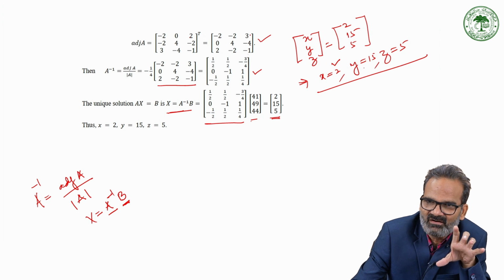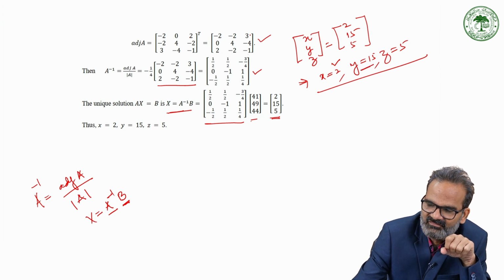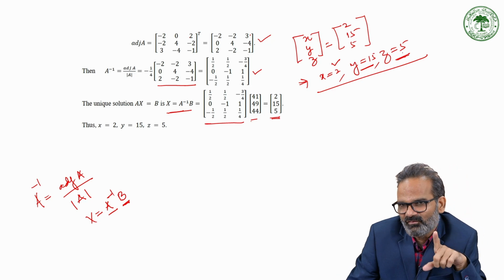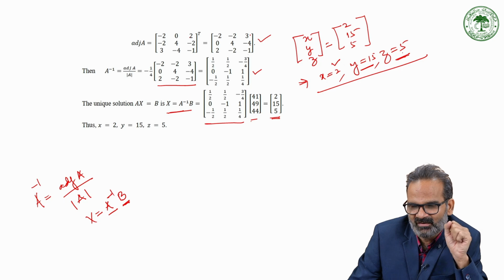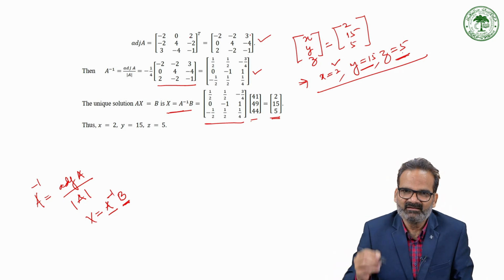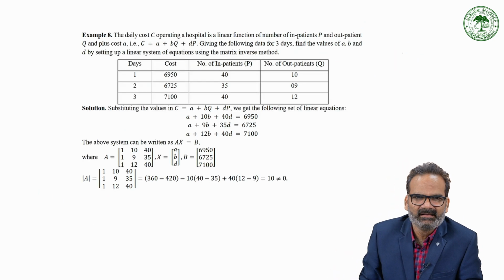Y was the cost of a bag. So the cost of a bag should be rupees 15. And Z was the cost of a copy. So the cost of one copy should be equal to rupees 5. So this is how we can solve some word problems also by using the same concept.